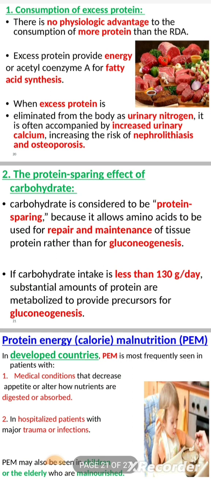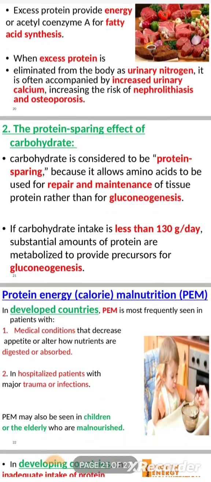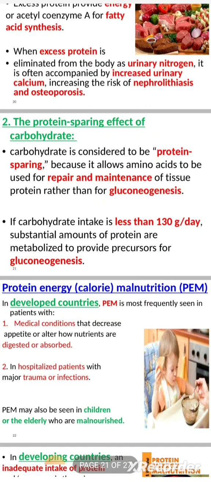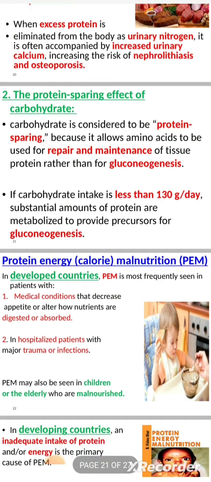Carbohydrate is very effective as a protein sparer, because it allows amino acids to be used for repair and maintenance of tissue protein rather than for gluconeogenesis. When you have much more carbohydrate, you can spare protein. Proteins go for building rather than gluconeogenesis. We know that some amino acids, the glucogenic amino acids, go for gluconeogenesis to produce glucose. So carbohydrate is very important to spare the protein.